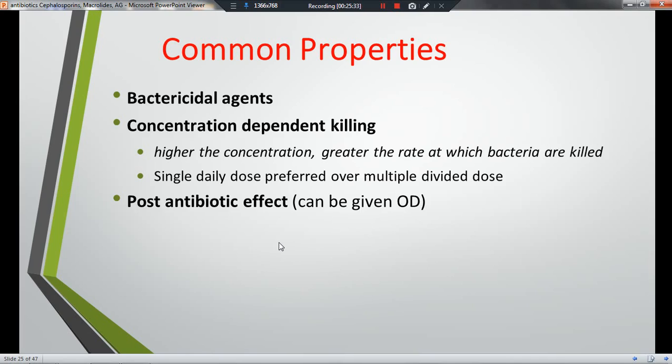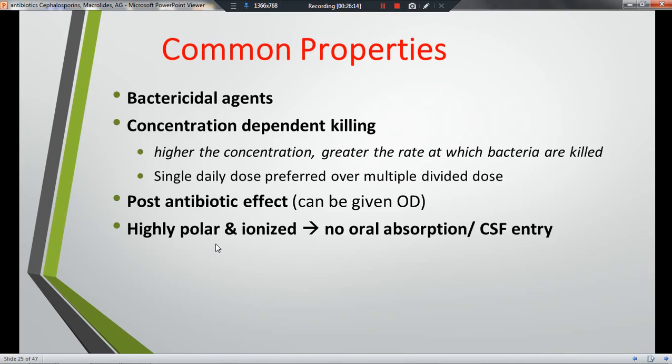And it shows post antibiotic effect. That is, even after the drug is eliminated from the body, the antibiotic effect persists. How do we determine the post antibiotic effect? You have seen the culture plates in microbiology. Even after the antibiotic is removed, there is a zone of inhibition seen around the bacteria. That is, even after the antibiotic is not there in the body, the growth of the bacteria remains suppressed. Because of this property, you can give aminoglycosides once daily also.